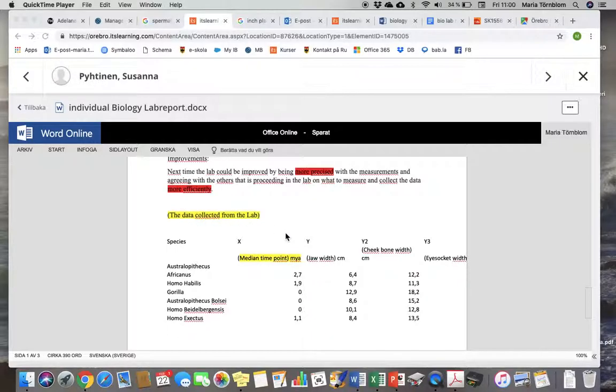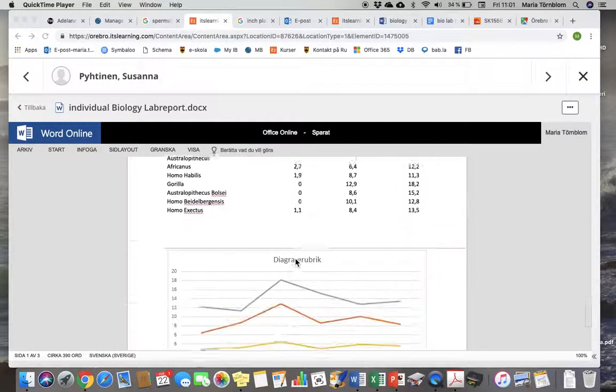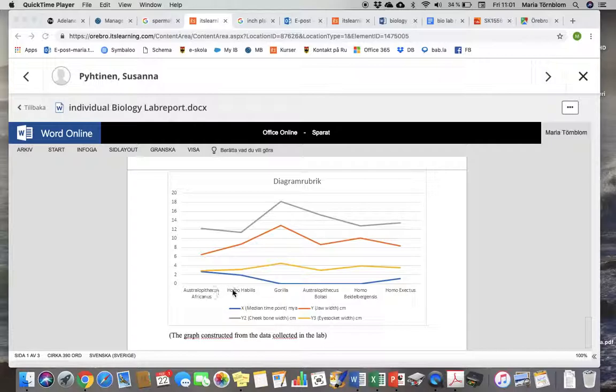And here comes the table, and the table must have a number, a table number and a table text. And I think that since this is your x variable, the median time point, it should also be your x variable here on the x-axis. So this should be time instead of species, so that the earliest species actually appears here and the latest species actually appears here. And the gorilla is now living, so it should actually be here.